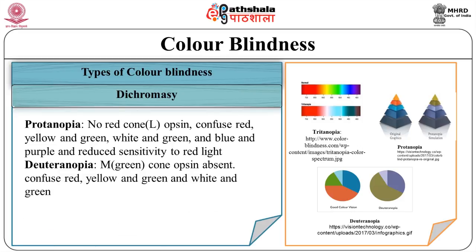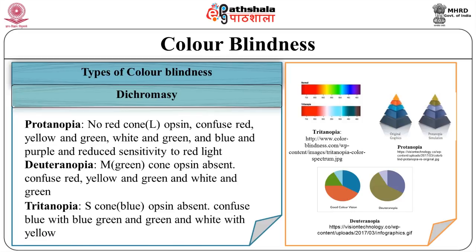The second type is deuteranopia, that is green in color. This type of color blindness is characterized by the absence of M, that's the green cone pigment, and they confuse red, yellow and green, and white and green. The last one is tritanopia, that's for the blue one. In persons with tritanopia, S cone pigment is absent. So they confuse blue with blue-green and white with yellows.